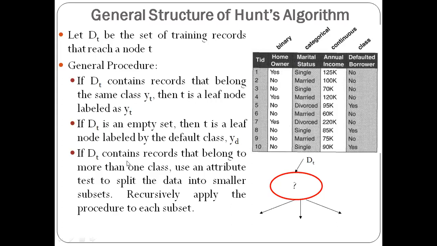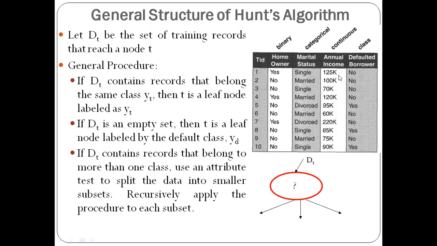So the next step is that we need to choose one of the attributes as a test condition in order to split the records. I will be explaining that now. We check Dt against these three conditions, and the third condition is valid here. So now we need to choose one of the attributes for dividing the training records.